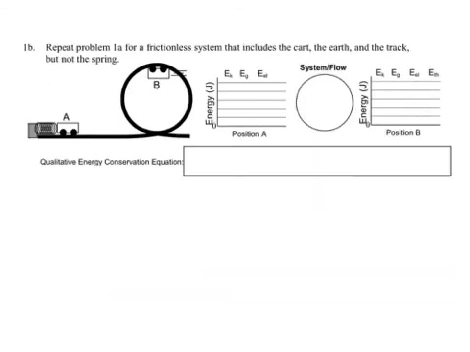Let's do another one. This is repeating problem 1A, but it's a frictionless system that doesn't include the spring. So it's the exact same problem I just did, the same physical situation. I'm just defining my system a little bit differently. So I've got the cart, and because I have gravitational potential energy, I've got to include the earth in my system, and I'll include the track itself, but not the spring. So if I don't include the spring, that means the system doesn't contain that energy at the beginning of the problem.